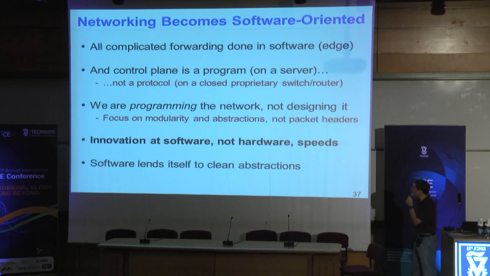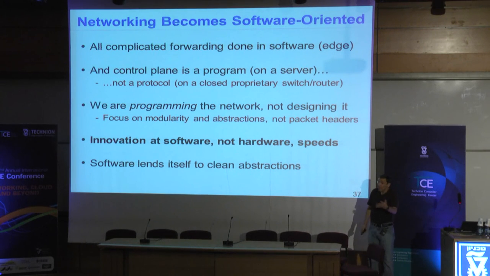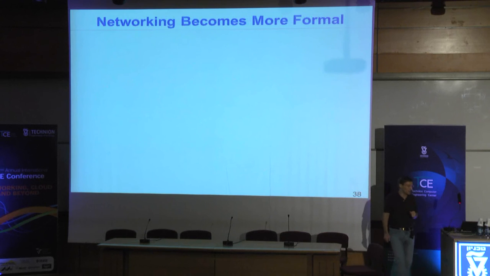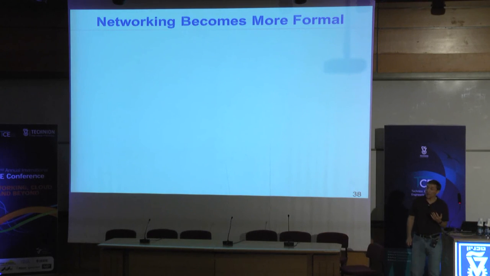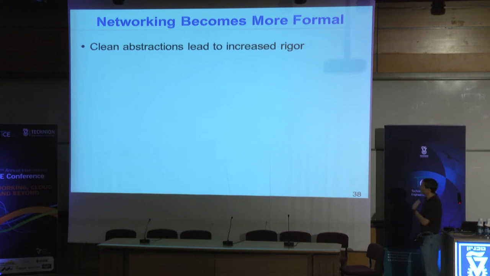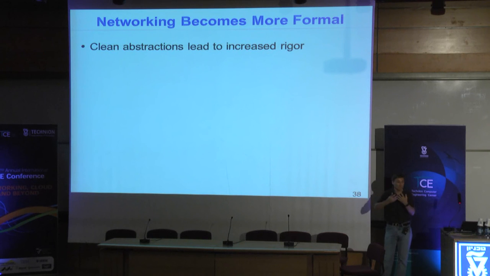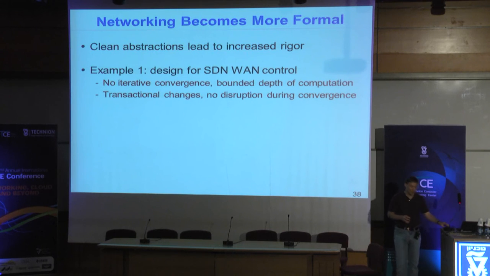Now, software has another property in that it lends itself to very clean abstractions because you can keep modifying the software until you get the abstractions right. So networking can become more formal. That is, because clean abstractions lead to increased rigor. You can make much cleaner statements about software when you get the abstractions right. So let me give you two examples of what we're able to do with SDN that we can't do with today's networks. So, in terms of clear reasoning.